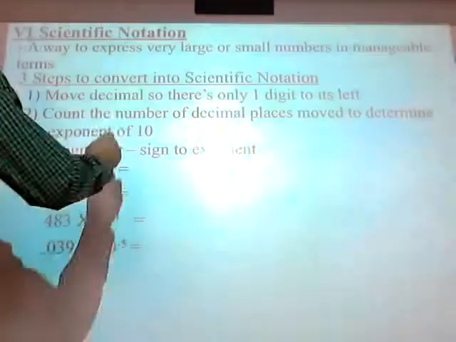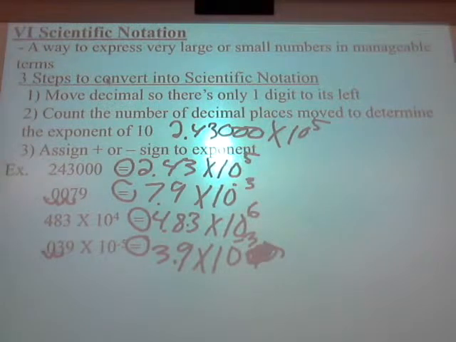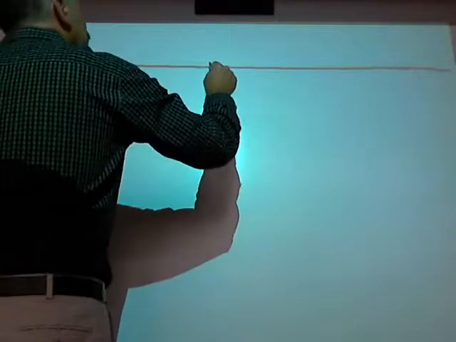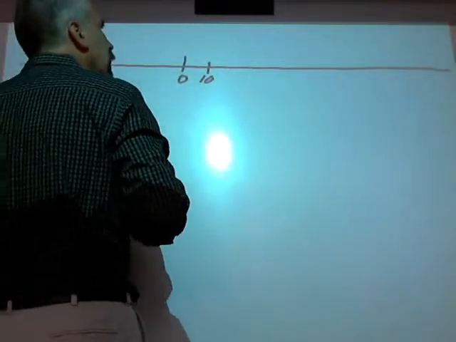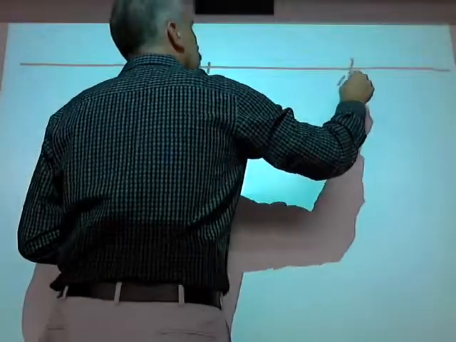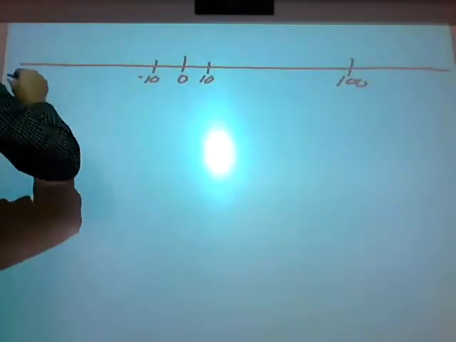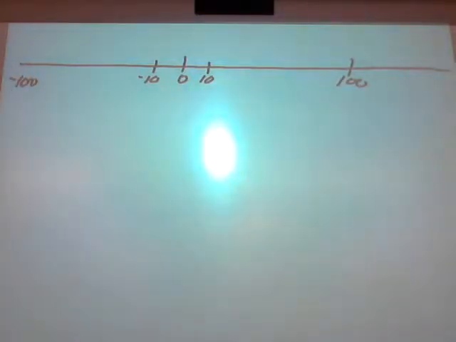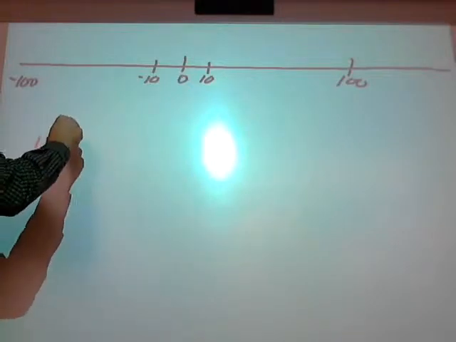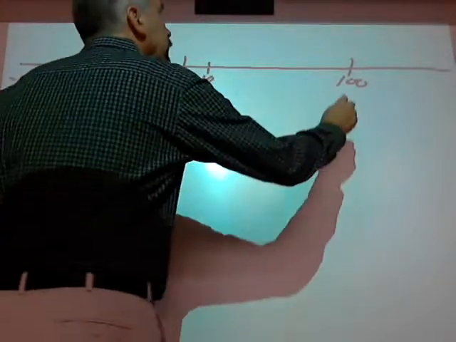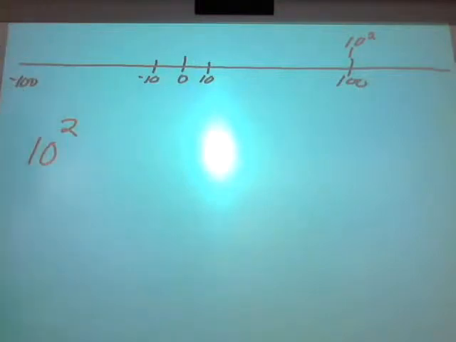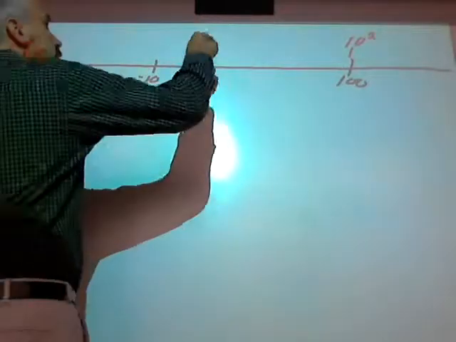When you're multiplying by these exponents, what are you really doing? All right, here's 0. Here's 10. Here's, let's call this guy 100. Here's negative 10. Here's negative 100. Let me ask you, on the number line, where is 10 to the second power? Well, 100. All right, this is 10 to the second power. Everybody agree with that? Good. Where's 10 to the first power? 10. Everybody agree with that?